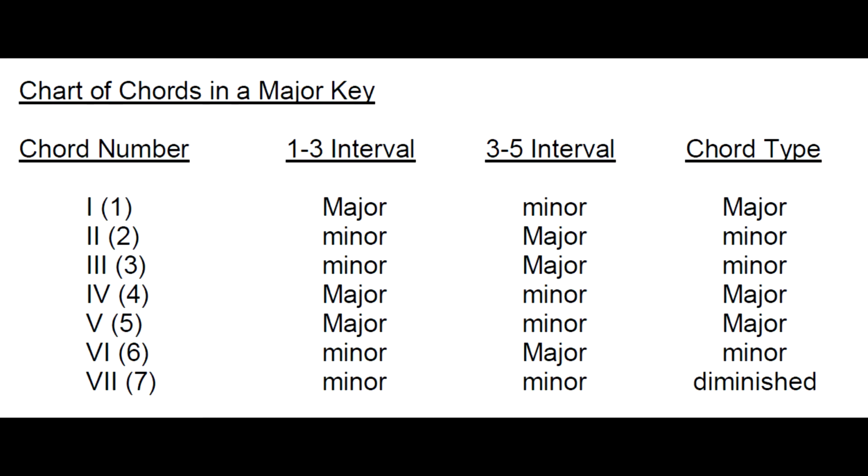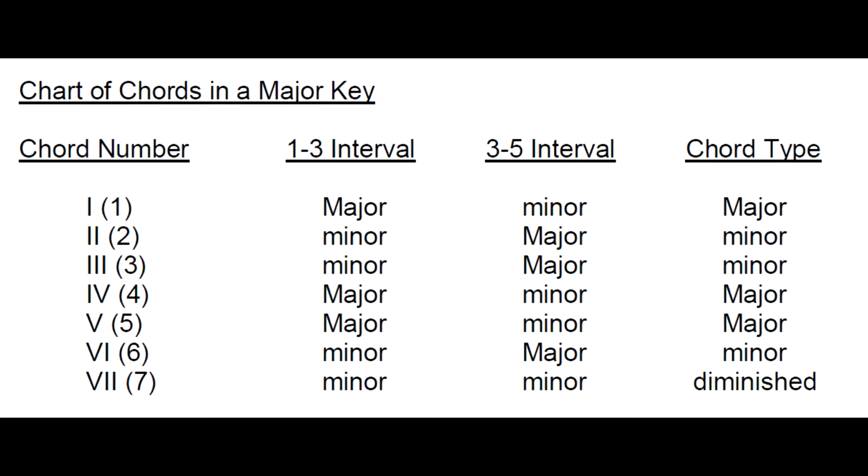What you see here is a chart of chords in a major key. This is showing the chord number, the intervals between the 1 and the 3, and the 3 and the 5, and then what the chord type is. For example, chord number 1, which we just discussed as the D chord, you can see that it's a major interval between 1 and 3, a minor interval between 3 and 5, and therefore the chord is a major chord.